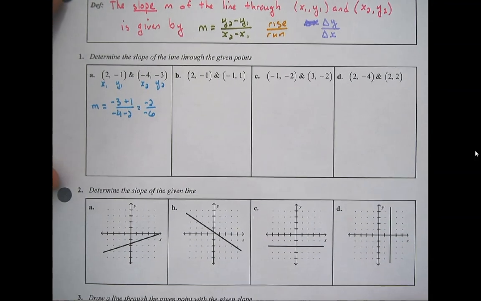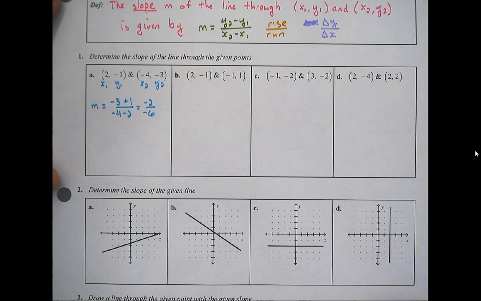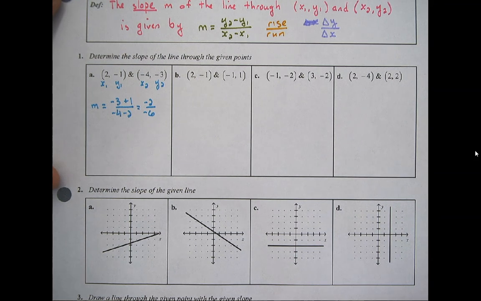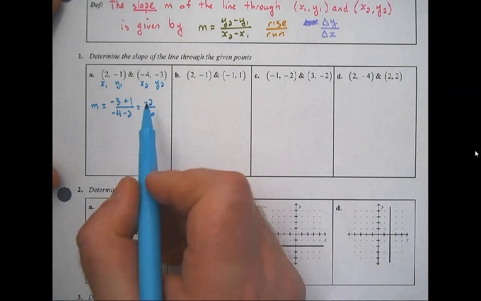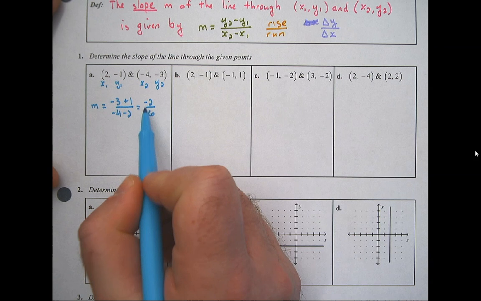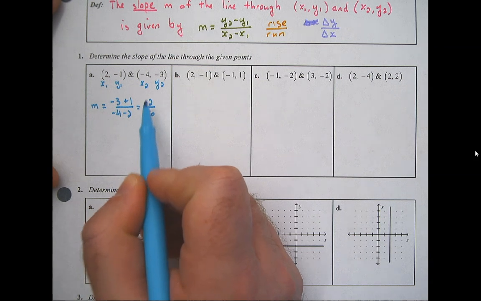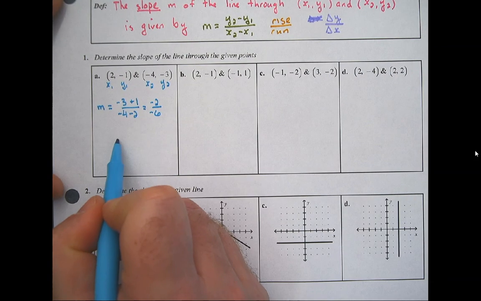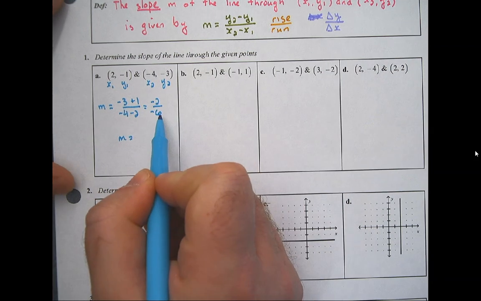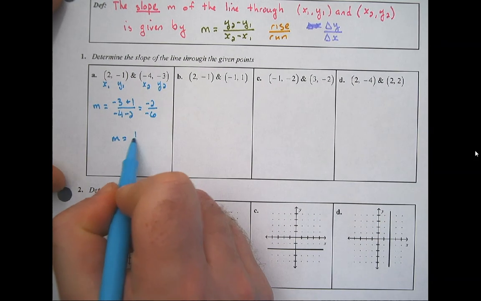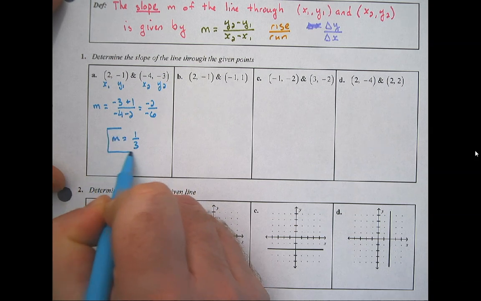Now, in this class, it is unacceptable to leave an answer like this. You must clean things up, even if it doesn't say that you have to. So, big problem is we've got a negative divided by a negative. Let's fix that first. A negative divided by a negative is a positive, so that's nice. And then 2 and 6 are both divisible by 2, so we'd get an answer of 1/3.